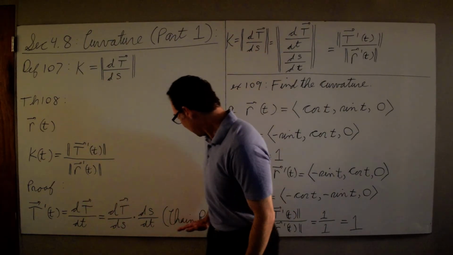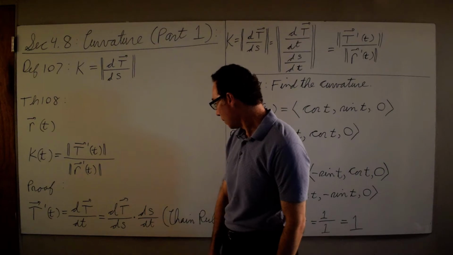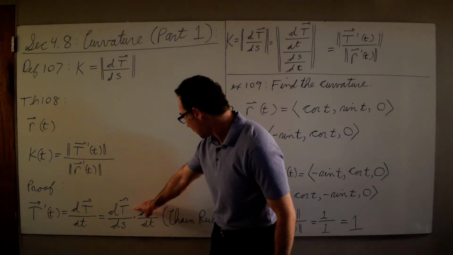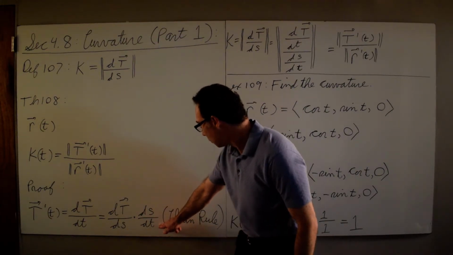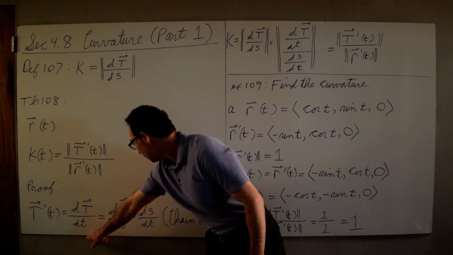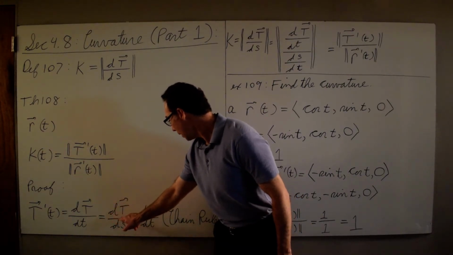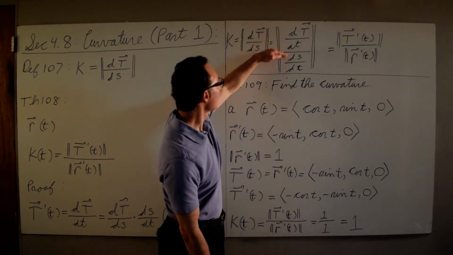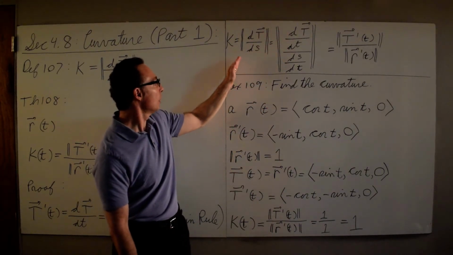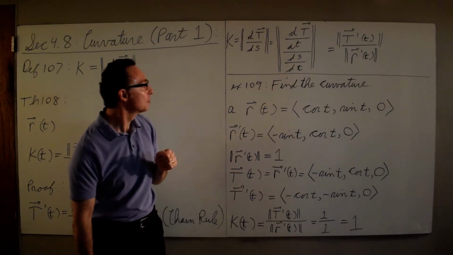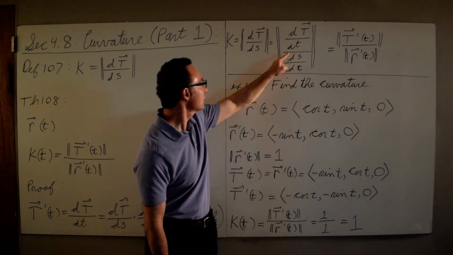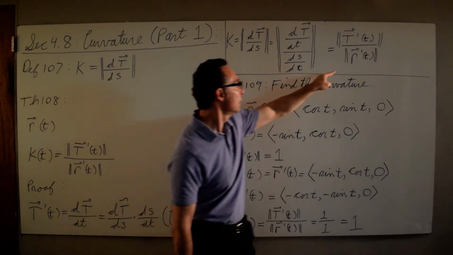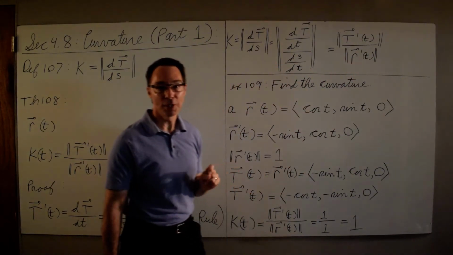From what we did over here, we do a little bit of algebra. We're just going to divide both sides by the derivative of s with respect to t. So we have the derivative of T with respect to s right here; we've solved for that algebraically, keeping our magnitudes intact. And then we learned in the last section that ds/dt is the magnitude of r prime of t.